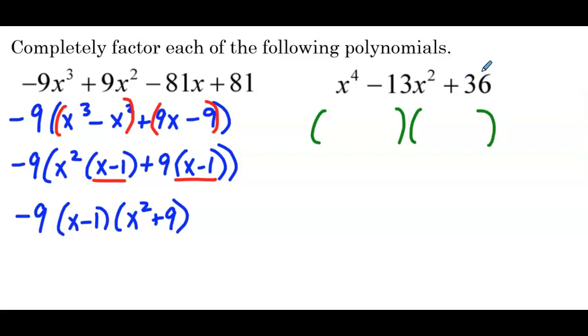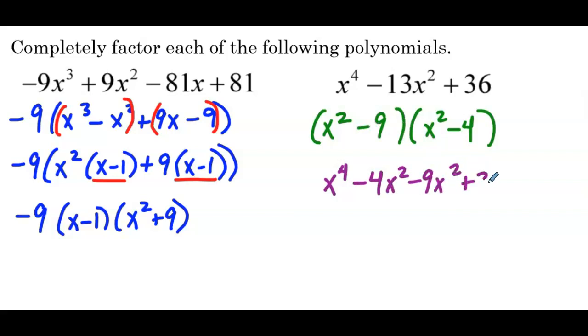Okay, so we have 1 times 36, so we need factors of 36 that add to negative 13. So let's see, 9 and 4 add to 13, so if they're both negative, they still multiply to positive 36, and they would add to negative 13. So let's see, x squared minus 9 and x squared minus 4. Now let's just make sure that works. I'm going to write out my work and then erase it. So if we distributed this out, we'd have x to the fourth, and then minus 4x squared, minus 9x squared, plus 36. So x to the fourth minus 13x squared plus 36. Okay, so perfect. Those factors are correct.